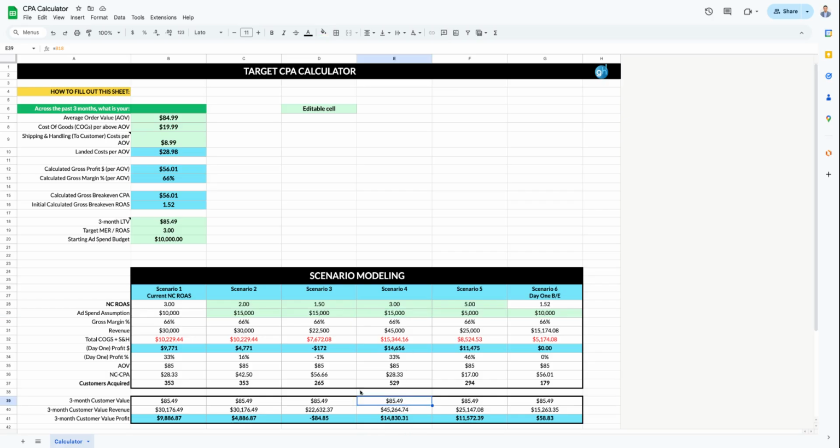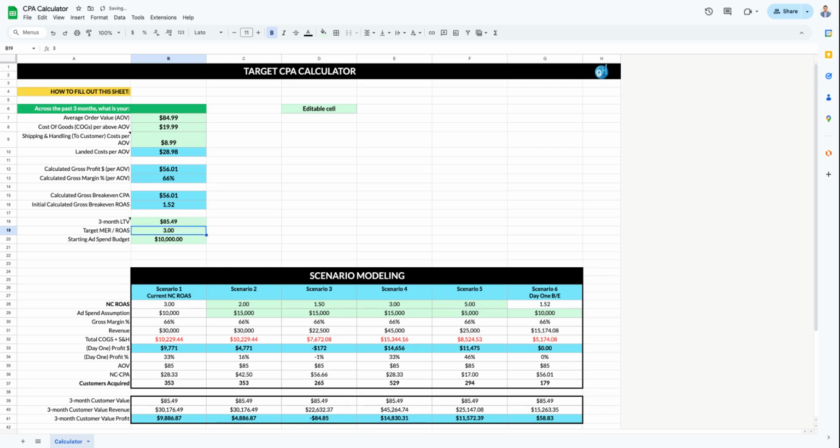Let's get this 3-month customer value up to 99. Where does this put our month 3 profit? Closer to 20 grand, 19.5. Okay, so this would be an additional $5,000 of profit. Okay, it's an additional 5,000, not an additional 19.5. So it's an additional $5,000 inside of that 3 months, and of course that will exponentially grow.